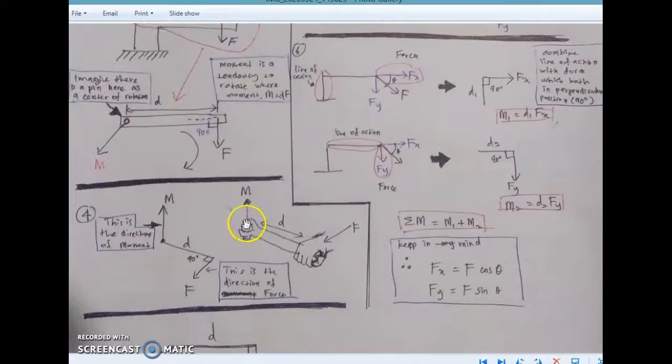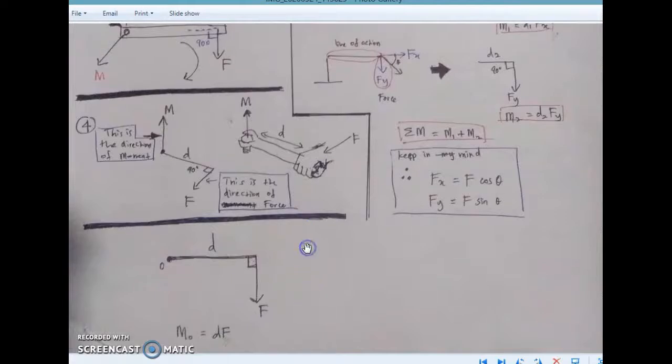Another example is like this. So this is your line of action. You try to unscrew using this spanner. So you apply force here, so the spanner will be coming out. This is the direction of moment.